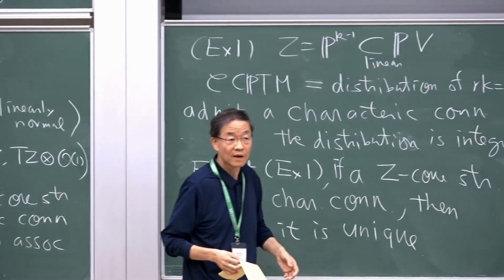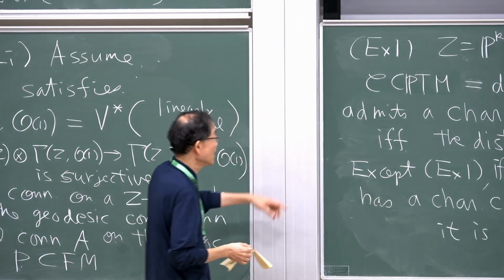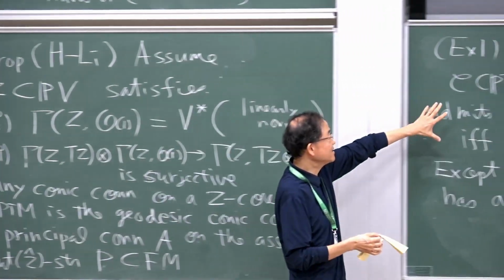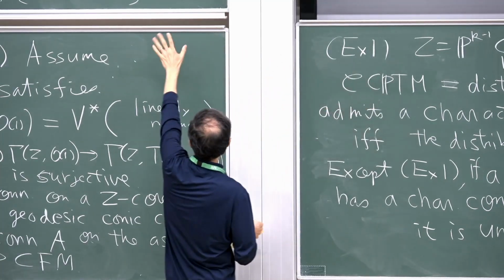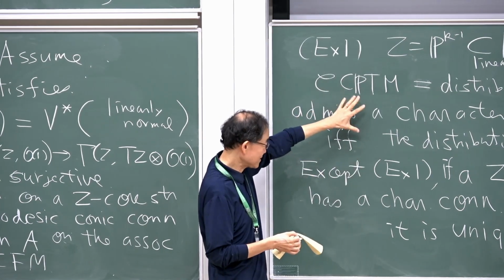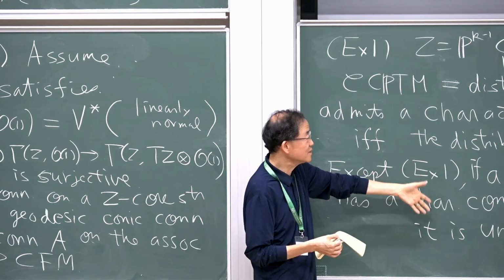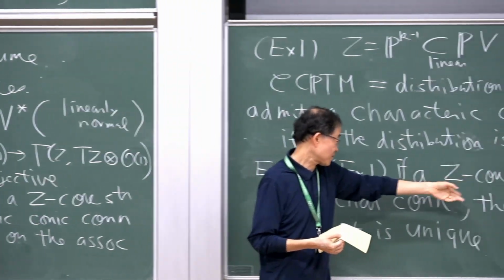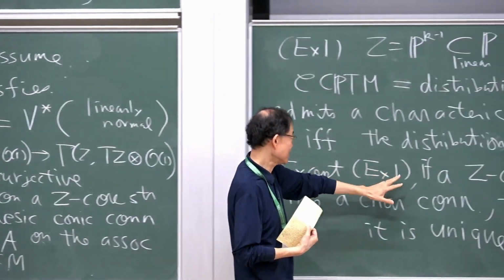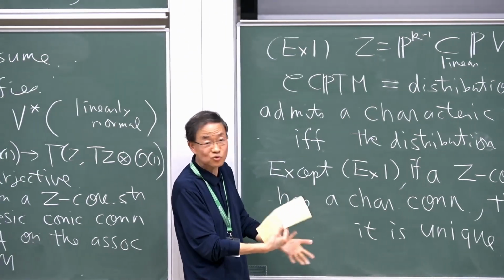The condition 1 is not satisfied in example 1, so the proposition is not guaranteed in this case. But what I'm saying here has nothing to do with proposition 1. Except in this case, in any other cone structure, whether it satisfies this property or not doesn't matter. Any other cone structure, except the linear case, has a unique characteristic connection, if it has one. Usually it does not have one.